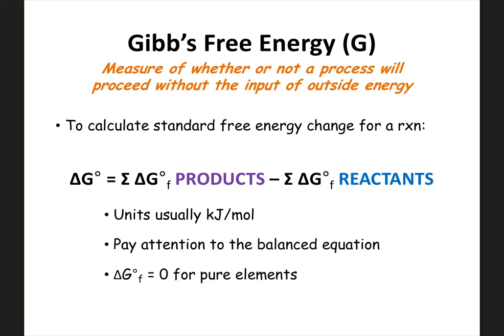So this, again, is very similar to delta H. Delta H had values of 0 for our pure elements and diatomics, and we'll see that again here for our delta G. But we did not see that for entropy. Entropy, the delta S, is kind of the oddball here: different units, different sign is preferred. We don't see 0 for any of these pure elements, but for delta H and delta G, we will. All right, so just remember, all of the products minus all the reactants. Again, pay attention to your balanced equation and know that the units are back to kilojoules per mole.